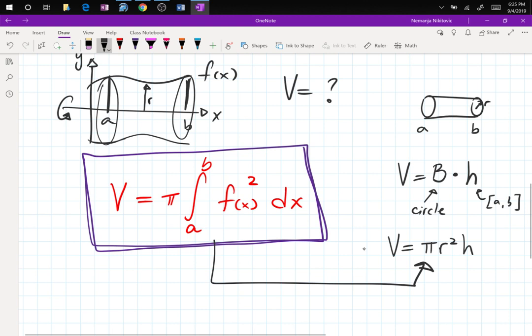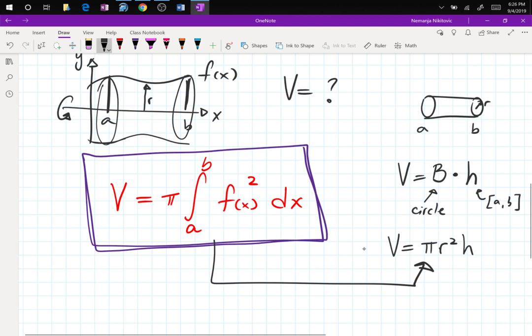So anything like that is what we say radially symmetric. When you have the circle in one of the cross sections, you will be able to put that axis through for rotation, and then the radius is measured from that axis outwards. So that radius always hits the function. So radius is function squared.